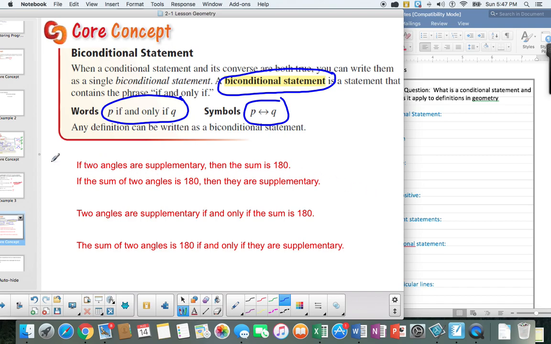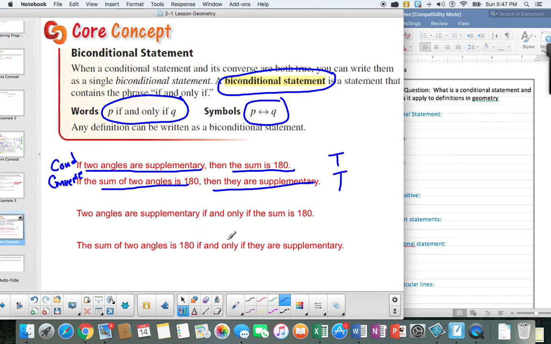This is a conditional statement. Notice it has a hypothesis and a conclusion, and that is a true statement. Now here is the converse, and notice I switched places right here, and this is also a true statement. So they're both true, the conditional and the converse.